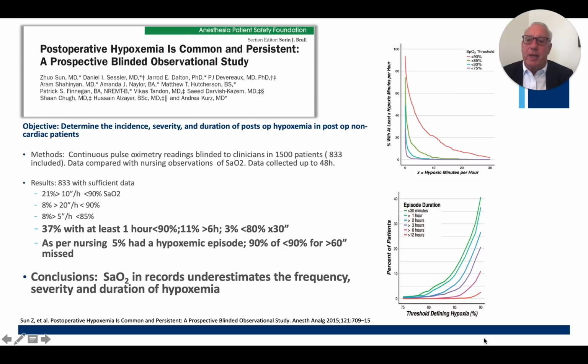In this article by Sun in 2015, they looked to determine the incidence, severity, and duration of post-op hypoxemia in non-cardiac patients. This was a prospective blinded observational study. They had 833 data points, and they found that 21% of these patients on the floor had over 10 minutes per hour with saturations less than 90%, 8% 20 minutes, and 8% had 5 minutes per hour or more less than 85%. But the most interesting aspect of the study was that, as per the nursing notes, only 5% had a hypoxemic episode. So most of these episodes are missed, and therefore the recording or observation of hypoxemia truly underestimates not just the frequency, but the severity and the duration of that hypoxemia.